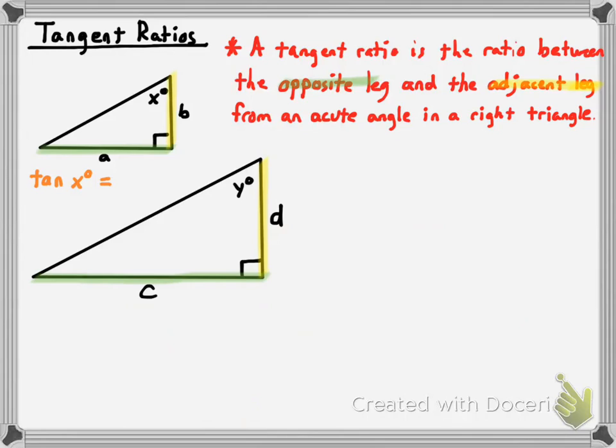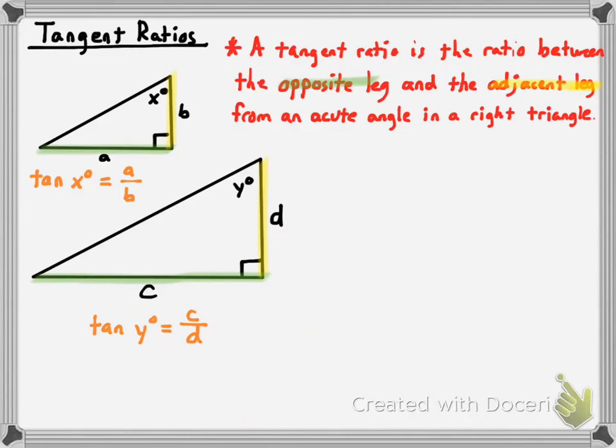But the tangent of x degrees, this angle right there, equals a ratio between its opposite leg, which is A, and its adjacent leg, which is B. Okay? And in this triangle, we could say that the tangent of y degrees is equal to its opposite leg over the adjacent leg, which is C over D.